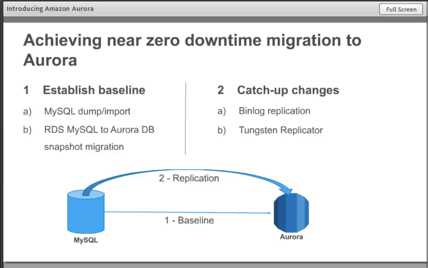Now the actual migration process to Aurora is relatively easy. We go into more detail in our documentation, but it's a two-step process. You establish a baseline, you do a standard MySQL dump and import, or you can take a MySQL snapshot and import it directly into Aurora. You can then use binlog replication to catch up on any changes that you may have missed while you were doing that.